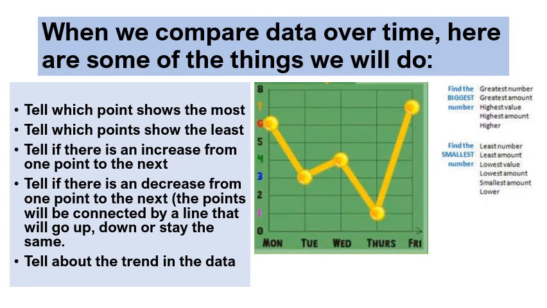So some of the things we do when we read line graphs: I find the biggest number, the greatest number, greatest amount, highest value, highest amount. Or we may be looking to find the smallest number, the least number, the least amount, the lowest value, the lowest amount, or the smallest amount. This is some of the vocabulary you would use when interpreting line graphs.